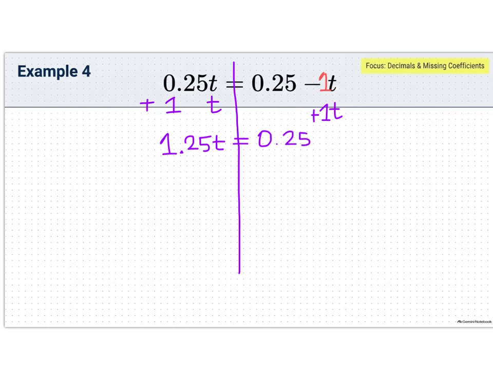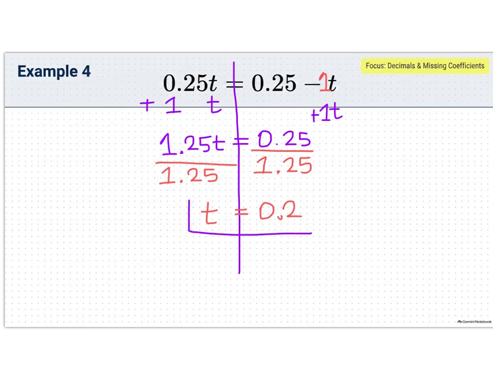And then the last step is just to divide off that coefficient in front of the t. So 1.25, I'm going to divide off on both sides there. And then on the left, I'm just left with t. And then once I divide 0.25 divided by 1.25, I get 0.2 as my correct answer. Again, just be careful when you are adding, subtracting, multiplying, and dividing those decimals.